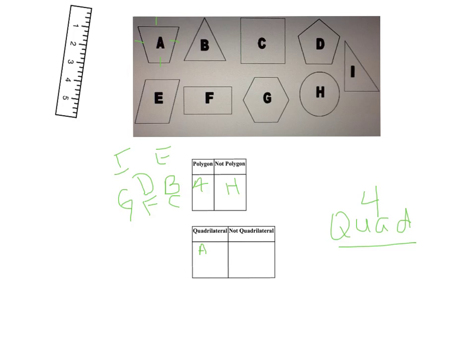What about B? 1, 2, 3. B is not a quadrilateral. B is a triangle. C, 1, 2, 3, 4. Four-sided, so C is a quadrilateral. What about D? Let's count it. 1, 2, 3, 4, 5. D has 5 sides, not 4. So D is not a quadrilateral. Do you know what D would be? What shape is D? Hopefully you said pentagon. Very good.